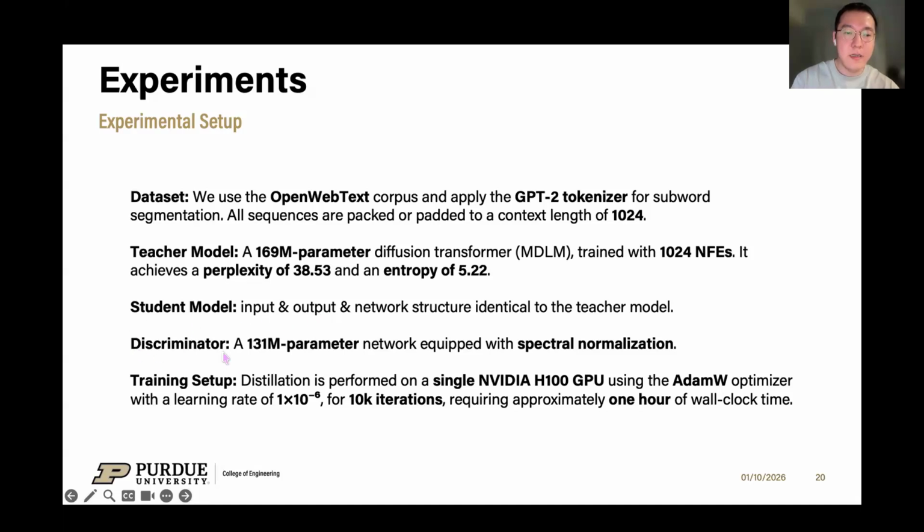And for the discriminator, because the teacher model outputs all the logits, for the discriminator we just require it to be a binary output. So we initialize the discriminator from the teacher model, and then we replace the feature head. So it will be 131 million parameters, smaller than the teacher model. And we use H100 GPUs and use AdamW to train the neural network.